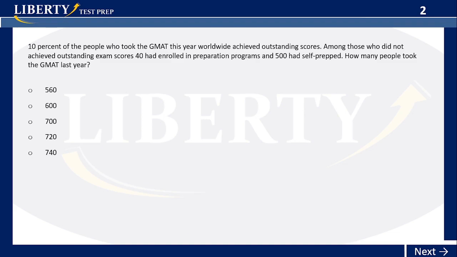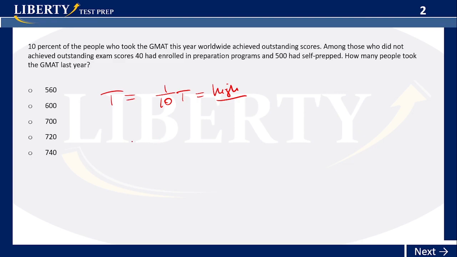All right, so this one says 10% of the people who took the GMAT this year worldwide achieved outstanding scores. So you have the total, and 1/10, which is 10 over 100 of that total, actually achieved high scores or outstanding scores. Good for them. Among those who did not achieve outstanding scores, 40 had enrolled in preparation programs and 500 had self-prepped.